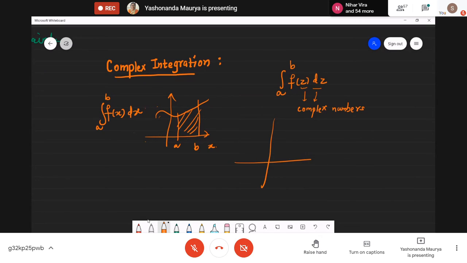Now where are these points a and b? This is my imaginary axis, this is my real axis, and this is my complex plane. Where are these points a and b? Suppose point a is here and the point b is there.